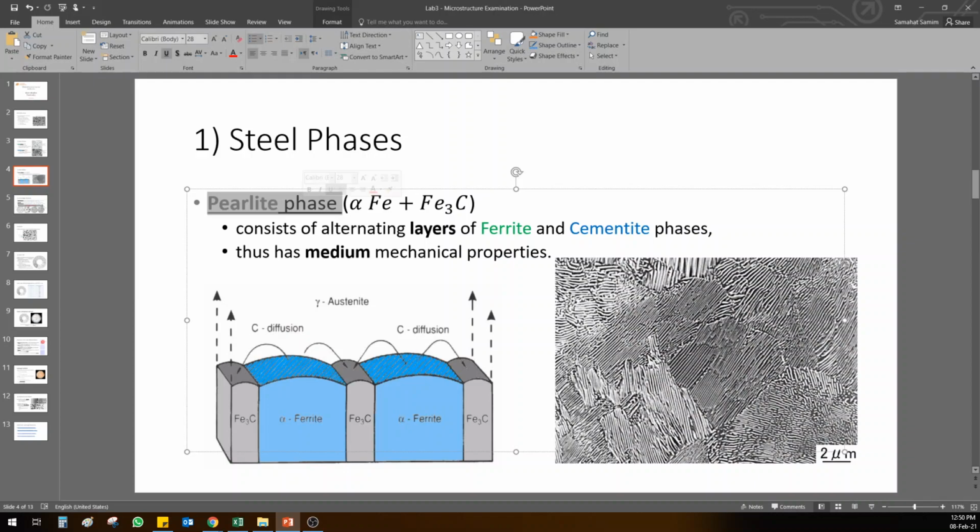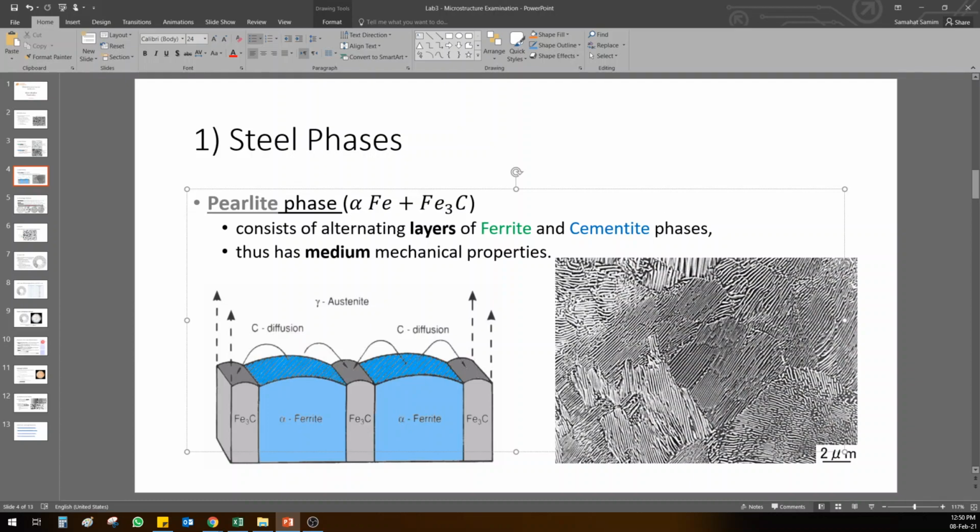Perlite phase is what? Perlite is a mixture of ferrite and cementite. Okay, so you know ferrite is soft and cementite is hard. So what will happen if you mix something hard and soft? It will become medium mechanical properties. So it is acting in the middle.